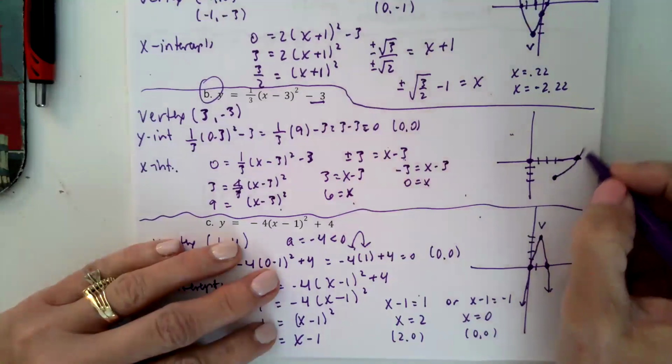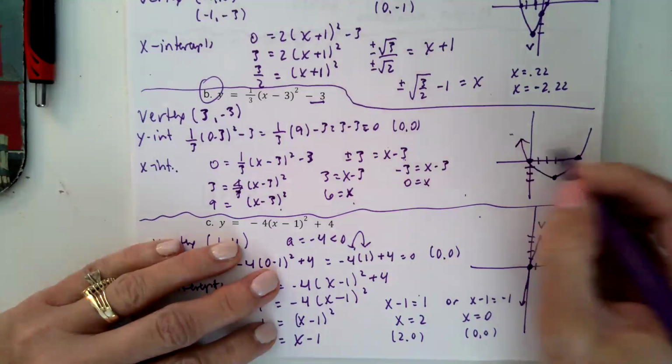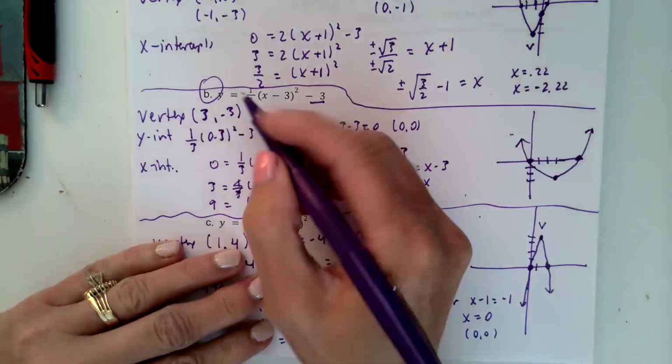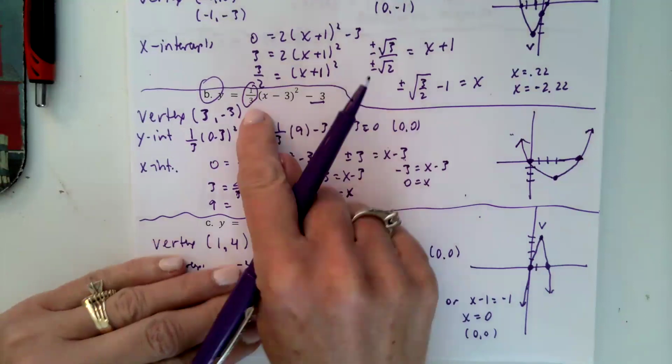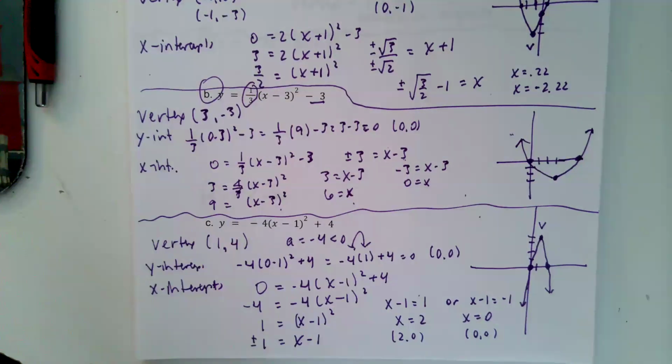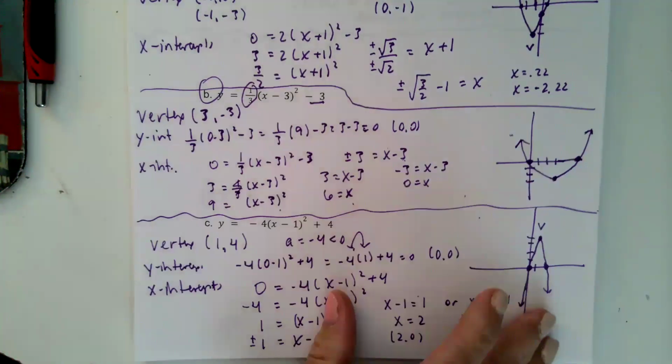So this one's a wider one. And we can see that also because A is 1/3. When A is a fraction, it's a wider, it's like kind of like a flower that's opened up.